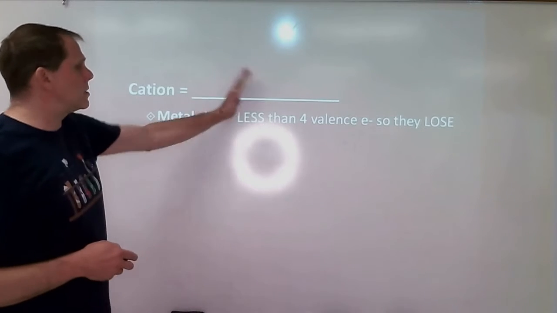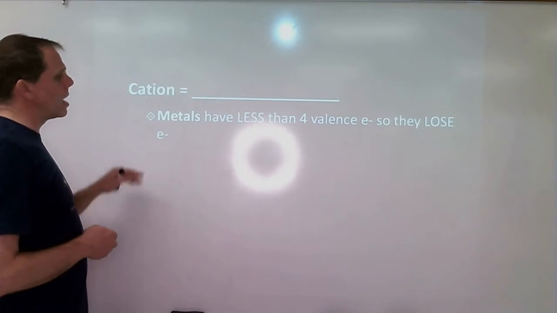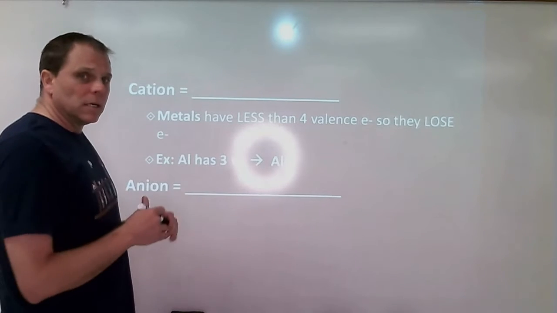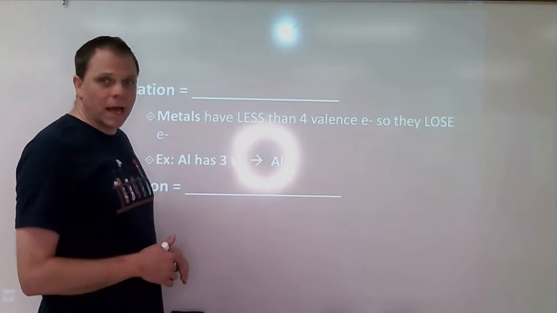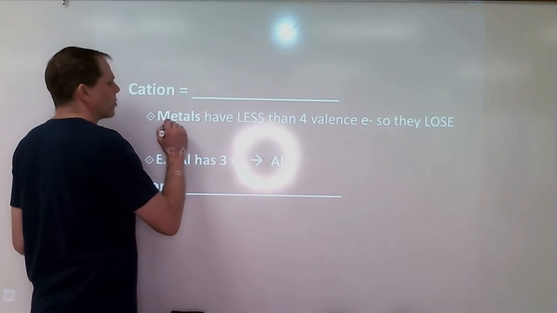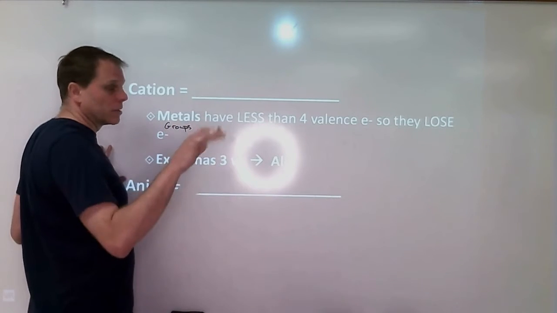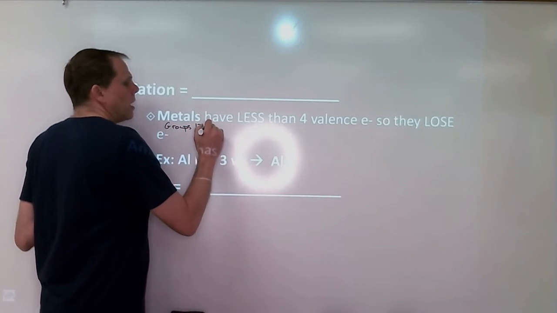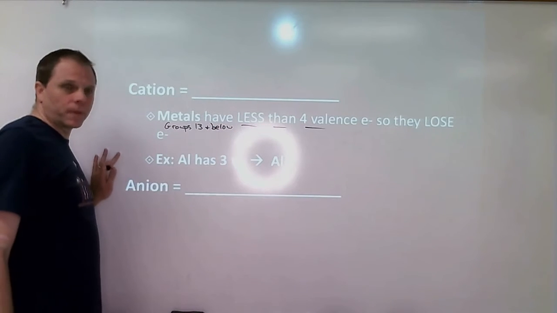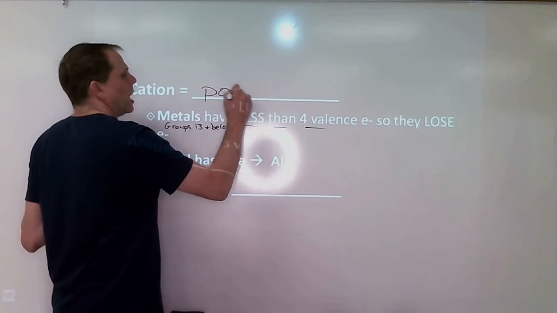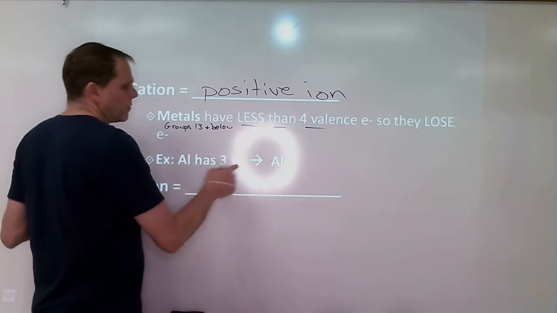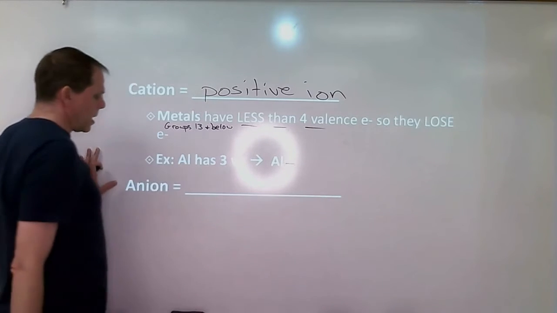Remember, a cation is a positively charged ion. Metals have less than 4 valence electrons, so they are going to lose. So anything in the middle, in groups 13 all the way down, all of those are going to lose. I'm just going to say groups, because there are some metals in those other groups. Groups 13 and below are going to have less than 4 valence electrons, so they're going to lose. And again, remember that a cation is a positively charged ion. Aluminum, for instance, has 3 valence electrons, so it's going to lose 3 and become a 3 positive charge.